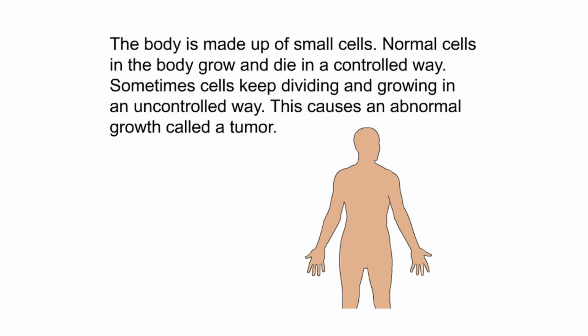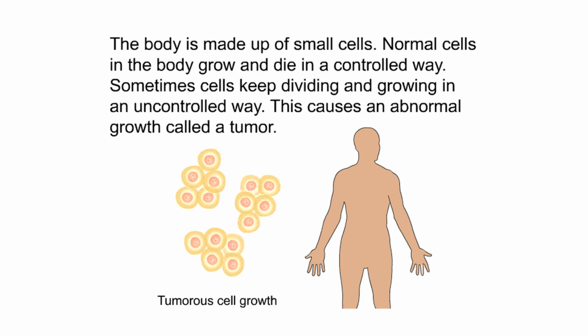Cancer. The body is made up of small cells. Normal cells in the body grow and die in a controlled way. Sometimes cells keep dividing and growing in an uncontrolled way. This causes an abnormal growth called a tumor.